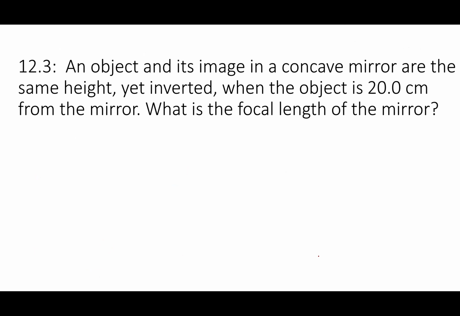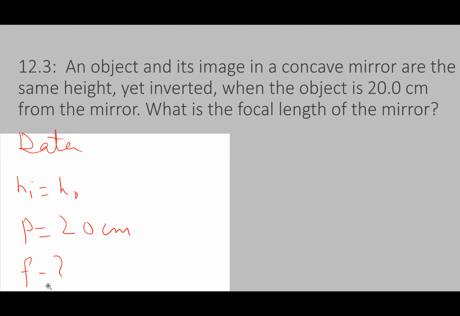Now, the next question is 12.3. An object and its image in a concave mirror are the same height. Data. Height of image is equal to height of object. This is the condition. Yet inverted when the object is 20 centimeter from the mirror. Object distance is 20 centimeter. What is the focal length of the mirror?